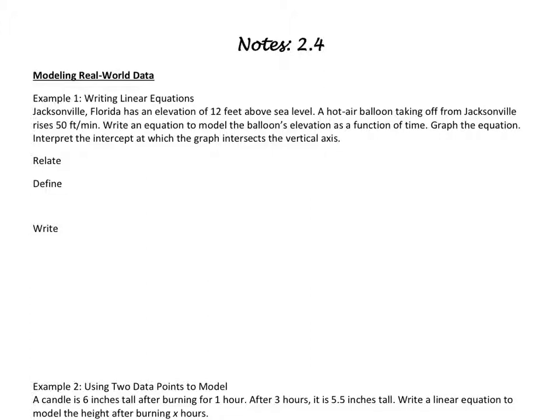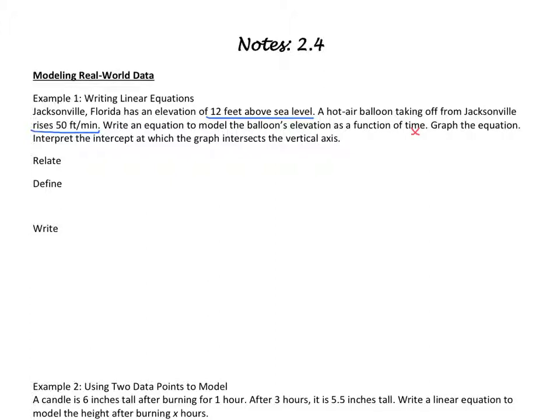It says Jacksonville, Florida has an elevation of 12 feet above sea level. A hot air balloon taking off from Jacksonville rises at 50 feet per minute. Okay, so far I've got 12 feet above sea level and rises 50 feet per minute. Those things seem important. Write an equation to model the balloon's elevation as a function of time. If it says function of whatever, that whatever is your x. Okay, so time is going to be our x.